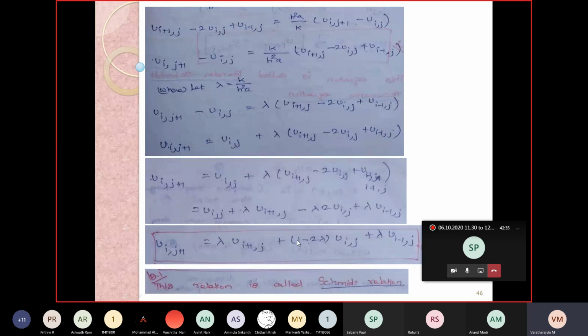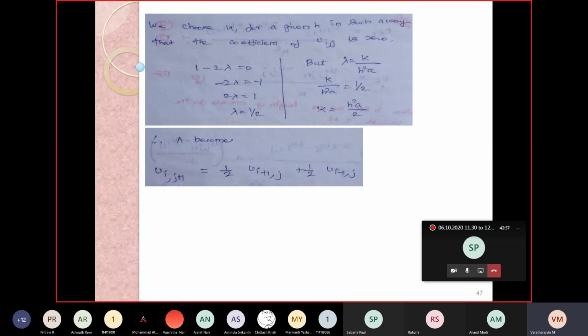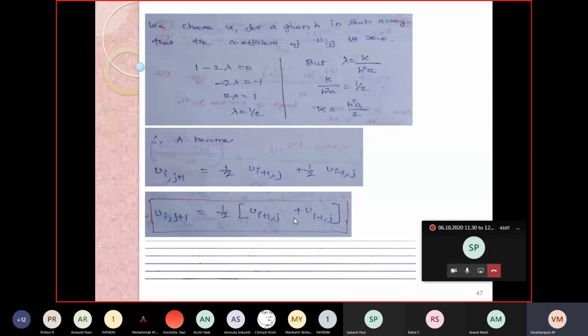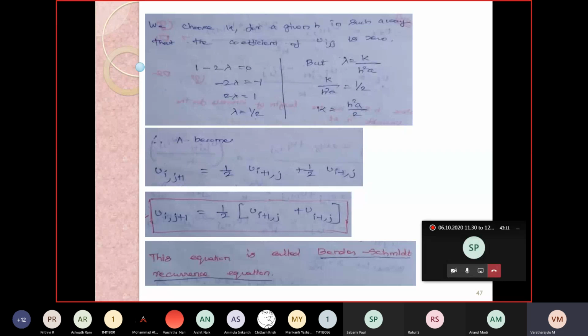See the last equation here, lambda, 1 minus 2 lambda. Instead of this portion we have applied 0. Therefore, we won't have this term, and here we have 1 by 2 u i plus 1, j and 1 by 2 u i minus 1, j. Therefore, the Schmidt relation becomes u i, j plus 1 is equal to 1 by 2 u i plus 1, j plus 1 by 2 u i minus 1, j, and this equation is called the Bender-Schmidt recurrence equation. Based on the Bender-Schmidt relation we are going to get the results under the Poisson equation.